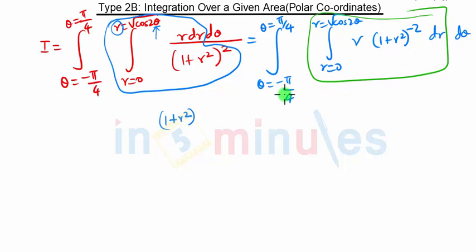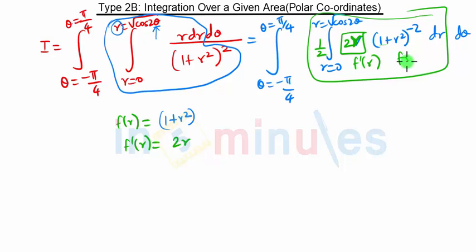Now if we consider f(r) equal to 1 + r², that is this term, then f'(r) is nothing but 2r. Here we have one r present, so we multiply and divide by 2. So this term will become f'(r), and this term is nothing but f(r) the whole raised to −2.